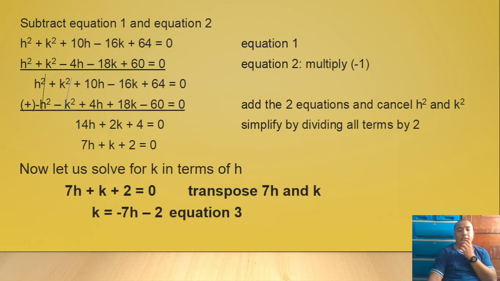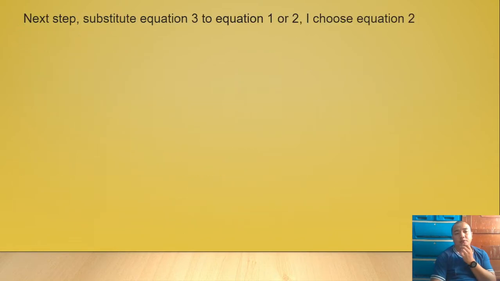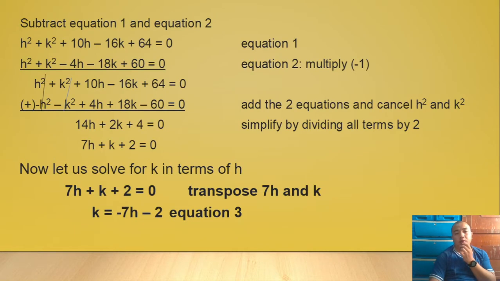Now let us solve for k in terms of h. So transpose natin yung h, 7h and 2. 7h plus 2 becomes negative 7h minus 2 is the value of k in terms of h. Equation 3 is k equals negative 7h minus 2. Okay? So this is obtained by subtracting equation 1 and equation 2.